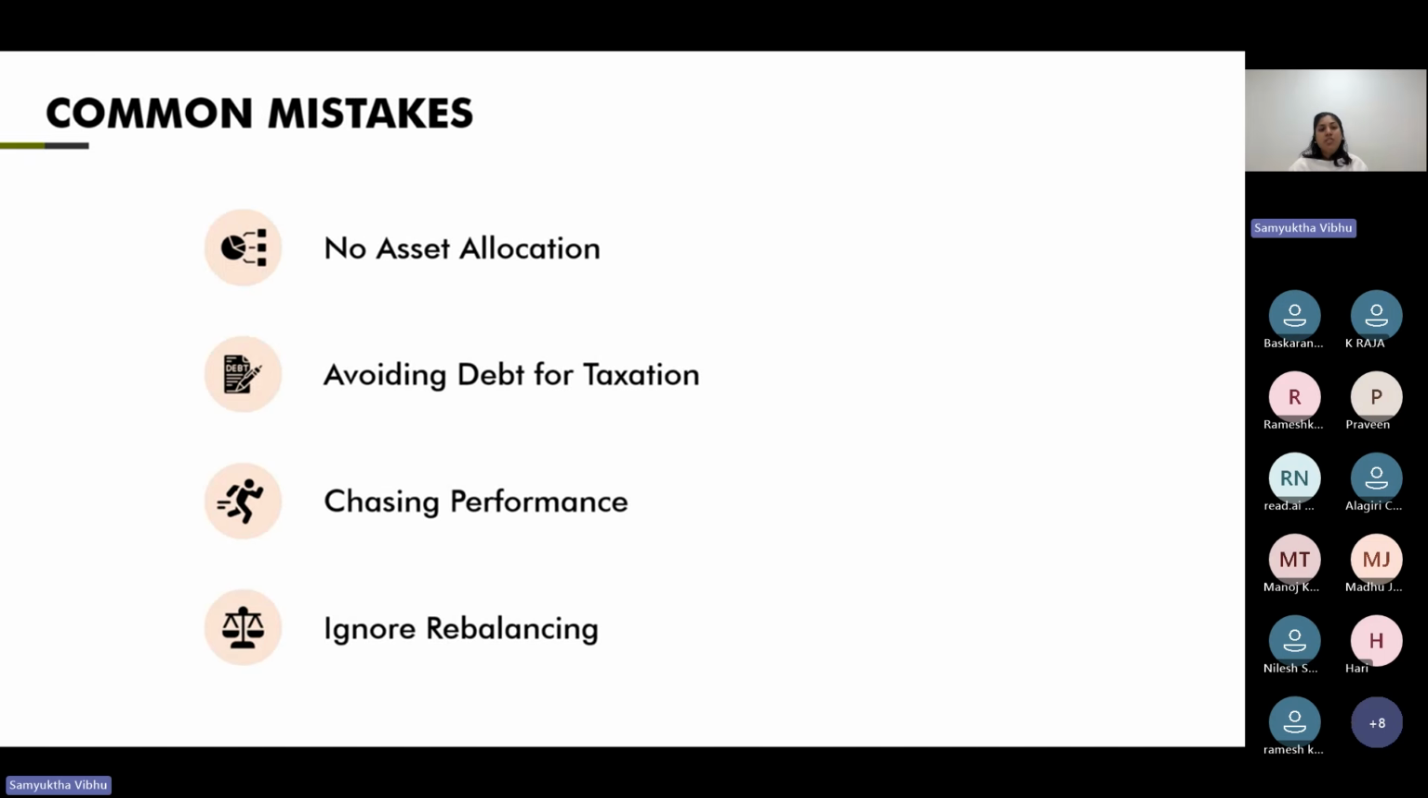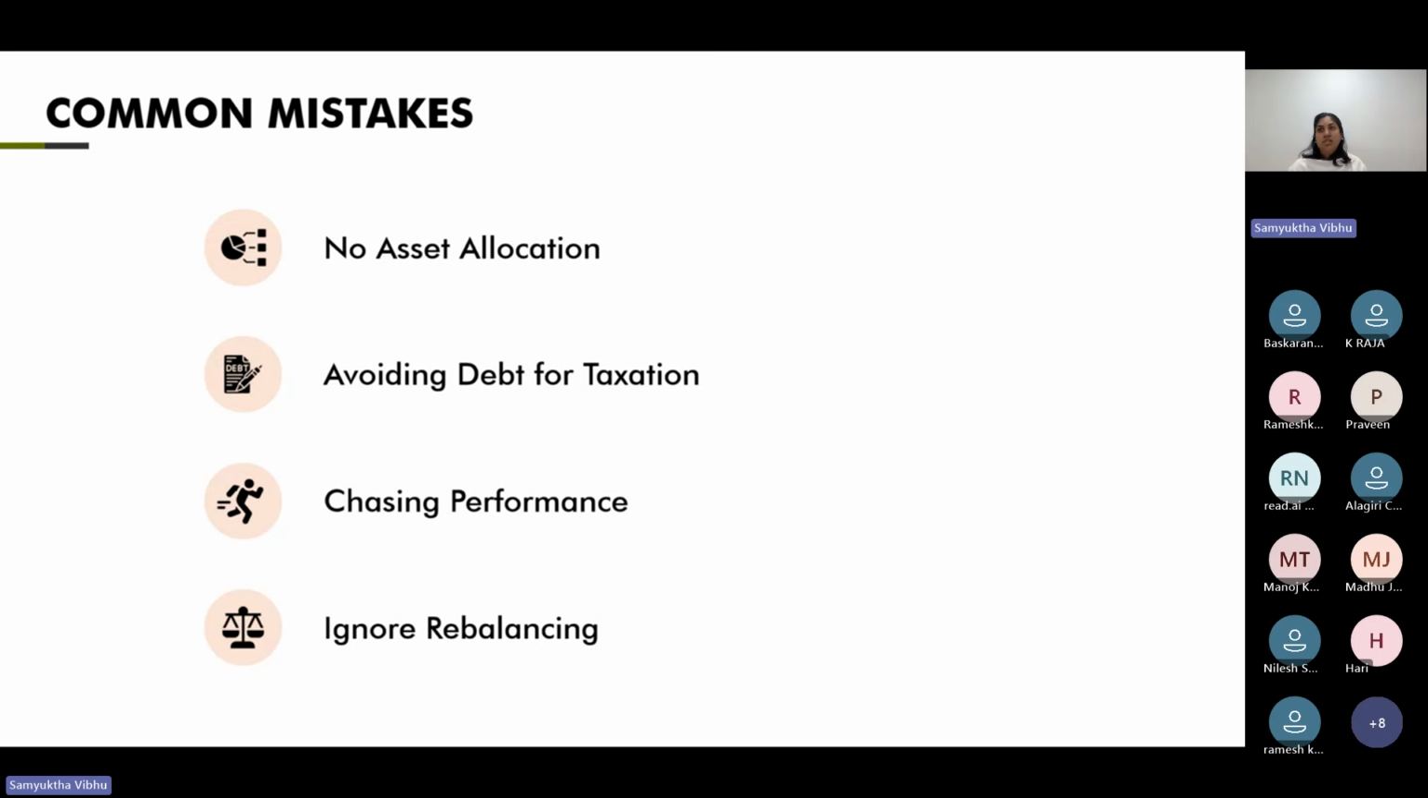So what are some common mistakes that we see with investors in their portfolios? I think number one is no asset allocation. So if you are an investor who does not have adequate diversification in your portfolio, then do add a layer of debt. We are at a point where debt is very attractive and can give you the kind of risk-adjusted returns that are worth taking.